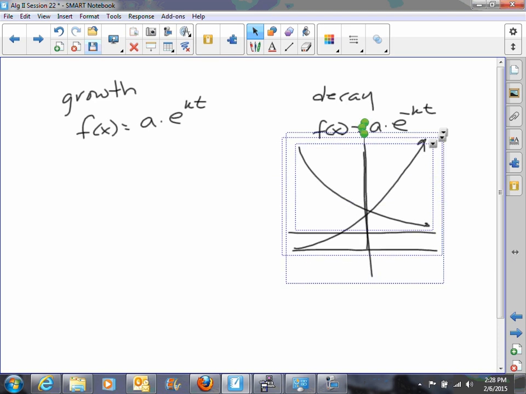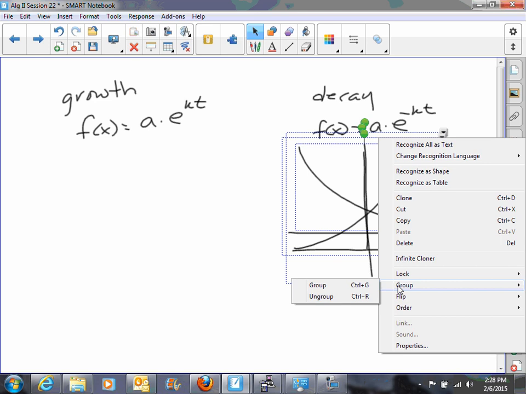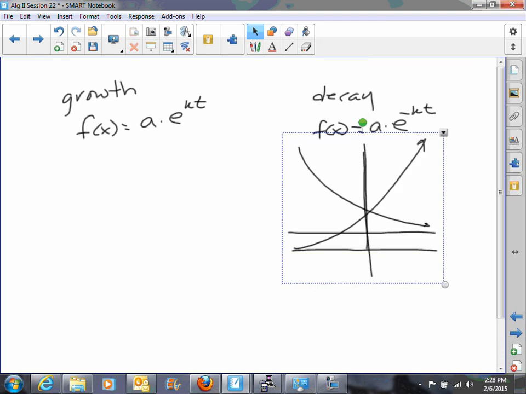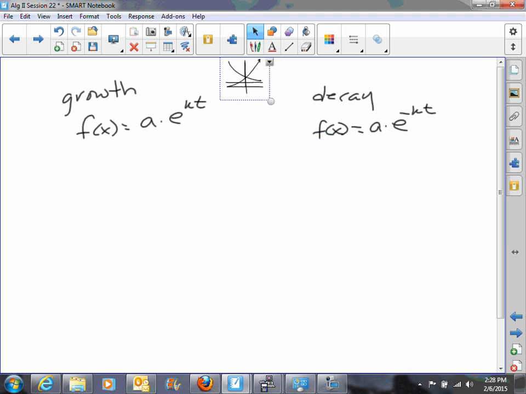Now I'm going to just group these together and minimize them so that they're not in the way. Now let's take a look at a couple of examples.